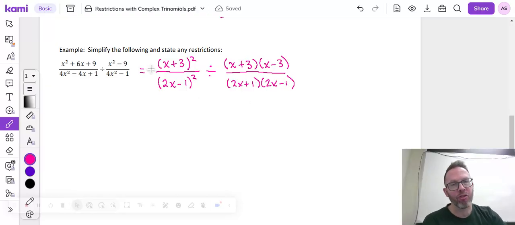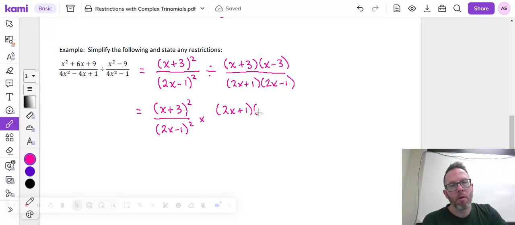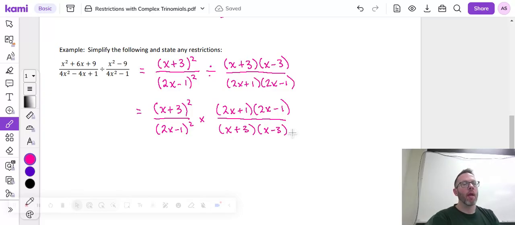Before we do all the slashing, we've got to rewrite that as a multiplication. So invert and multiply, just like dividing fractions. And now we can hopefully do a lot of canceling. I think a lot of canceling happens here.